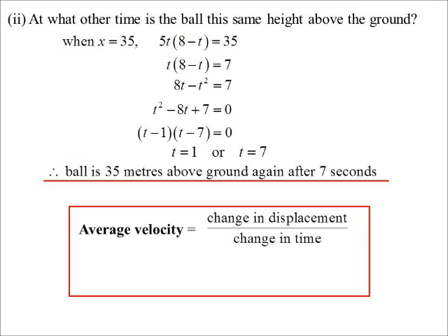All right, another term, average velocity. Okay. We know speed equals distance over time. Okay. Velocity is displacement over time. But if we're talking average velocity, then it's the change in the displacement over the change in time.